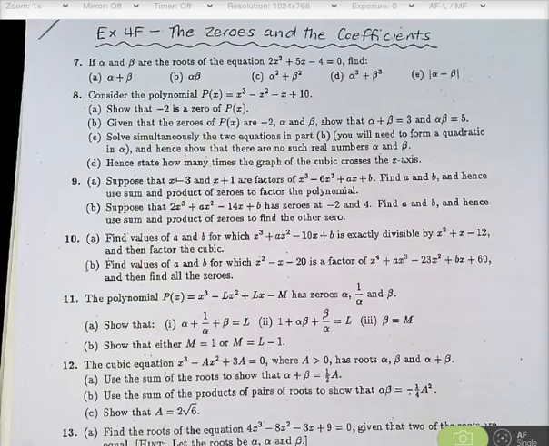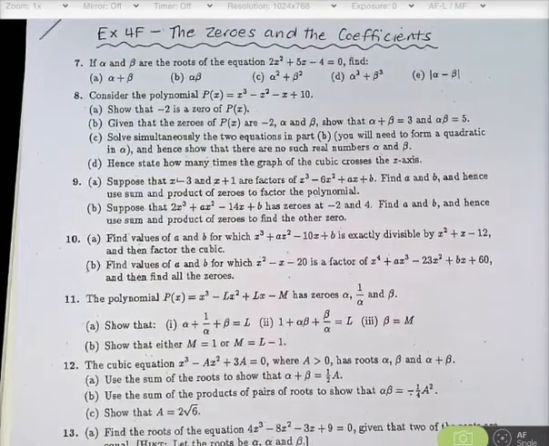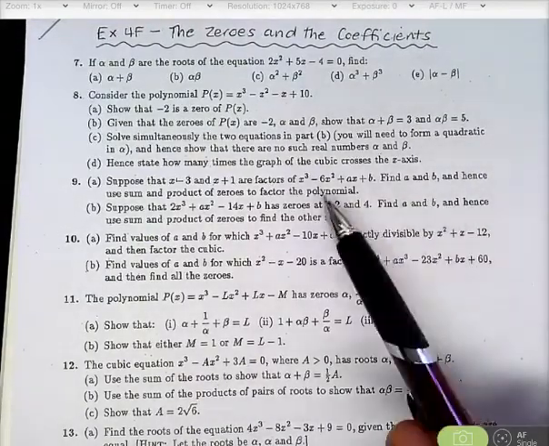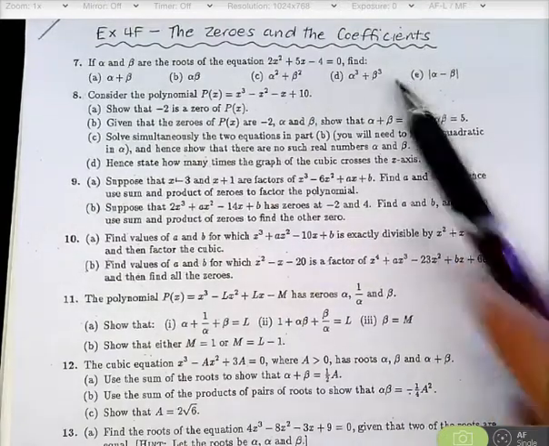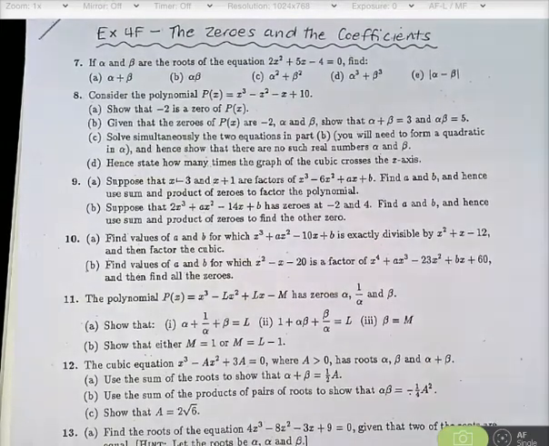Okay, this is the homework video for Thursday's lesson. We're looking at some more examples from exercise 4F. I'm going to look at question 7. In class this morning we did questions 9A and 10A. So now I'm going to look at question 7. I'm also going to look at question 11 now, and maybe a couple of questions from over the page.